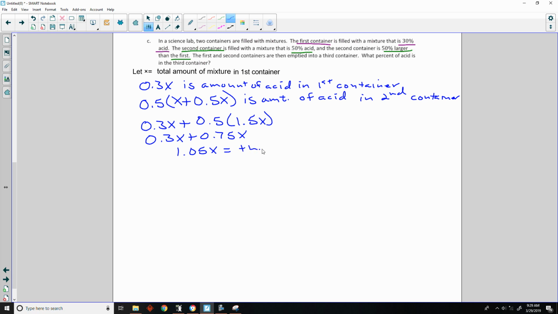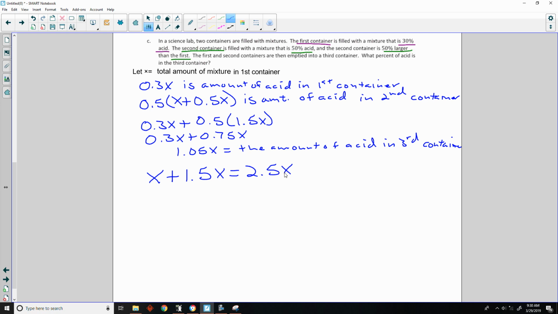And that is the amount of acid in the third container. Okay? All right, so now we need to solve this. So we take x, first container, plus second container equals 2.5x. That is the amount of mixture in the third container, right? That's the amount of mixture in the third container.